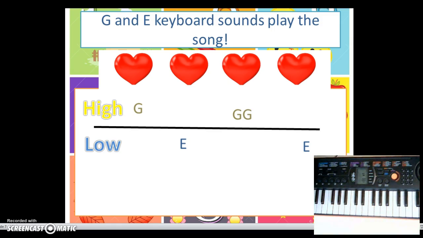And there you have it. That is your counting song played on your keyboard.